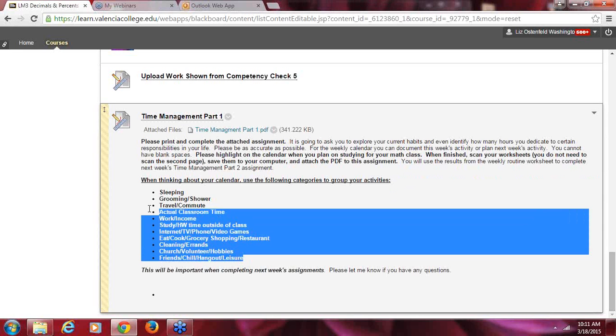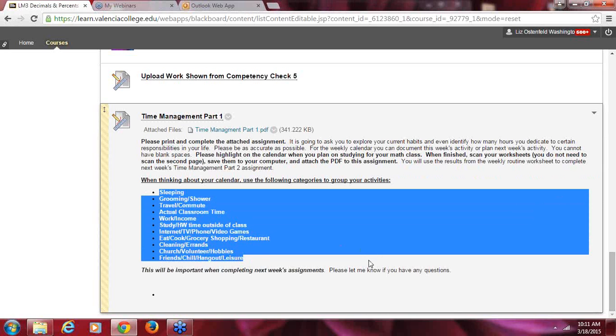These are the categories that you are going to split your weekly hours into. Sleeping, grooming, travel, actual class time, when you're working, when you're studying, internet, phone, video games, eating, cooking, grocery shopping, restaurants, cleaning and errands, church, volunteer, hobbies, friends, hangout, leisure. Those are going to be the major chunks of how you spend your week.